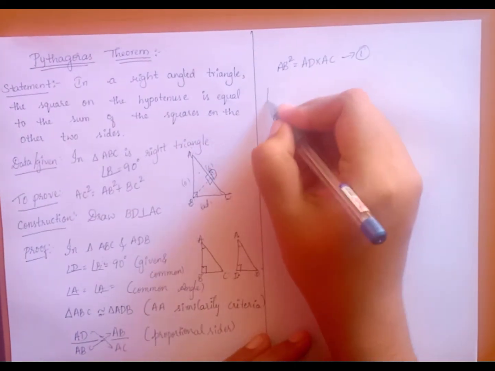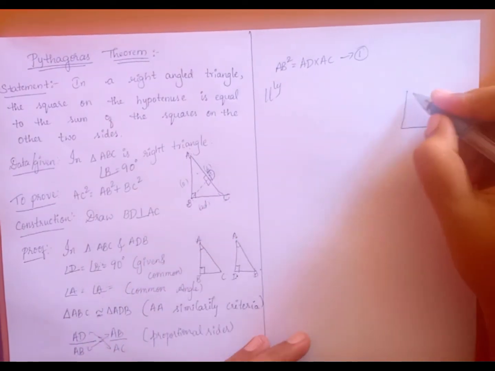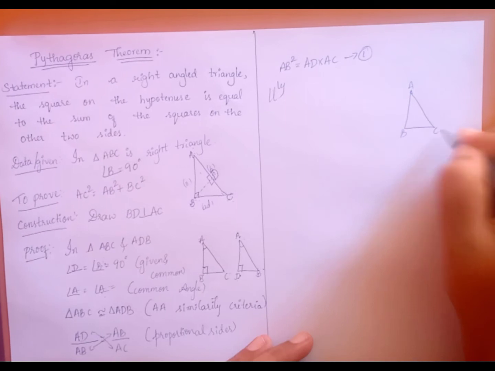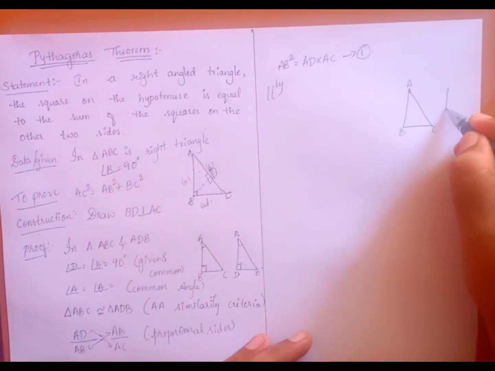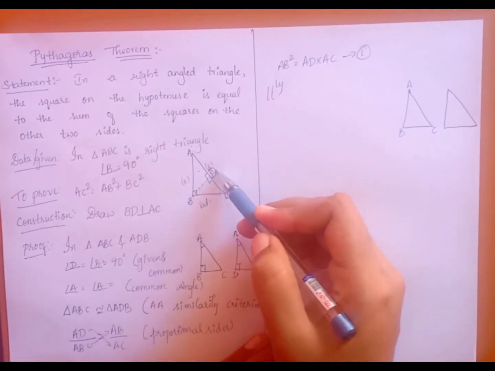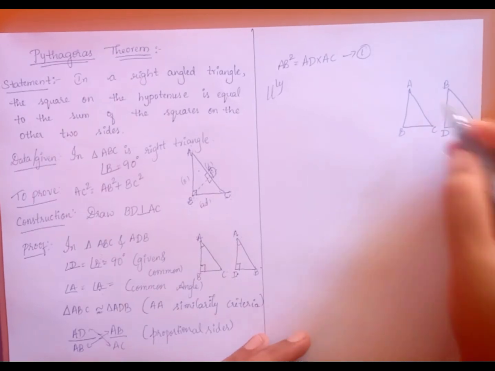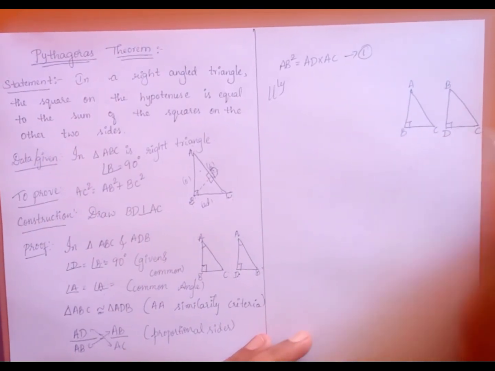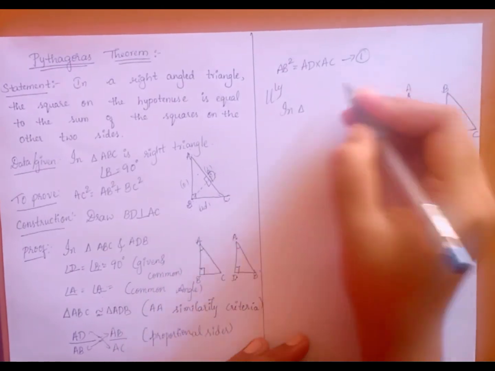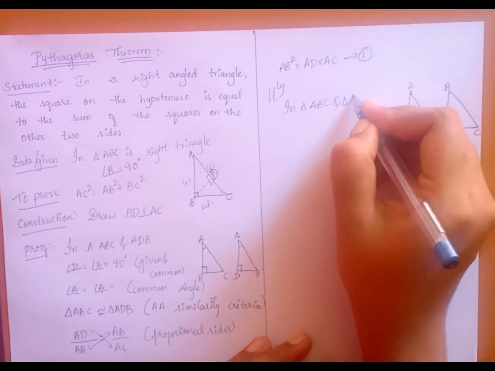Similarly, for another two triangles we'll take: one is the big triangle, the full triangle ABC, and next we'll take another triangle, that is BDC. Here B is 90 degrees, D is 90 degrees. So now we will write triangle ABC and triangle BDC.